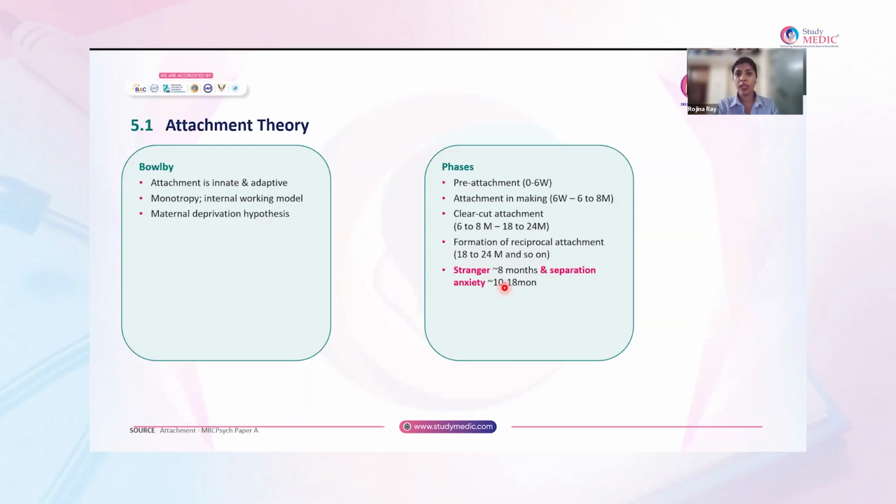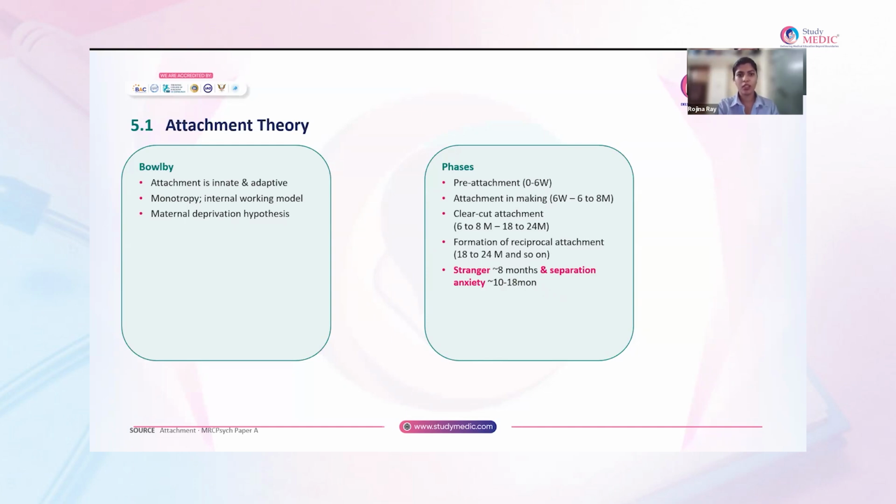We also need to know the difference between stranger and separation anxiety. Stranger anxiety: as I mentioned, in the early or pre-attachment phase, infants are comfortable around strangers. But around 8 months, they develop anxiety around strangers. This is what we call stranger anxiety. But what is separation anxiety? Separation anxiety is seen when the infant is separated from the primary caregiver or the principal attachment figure. The infant shows signs of distress. Separation anxiety is usually seen around 10 to 18 months, and it often disappears by around 3 years.